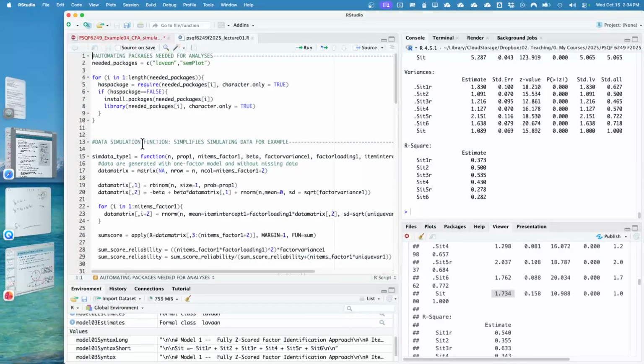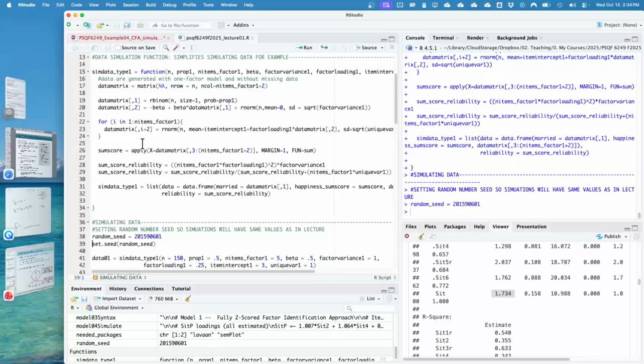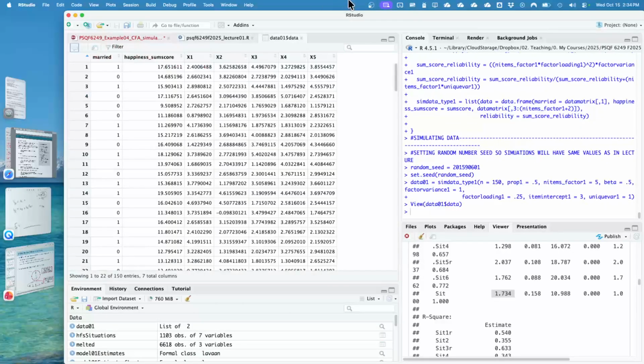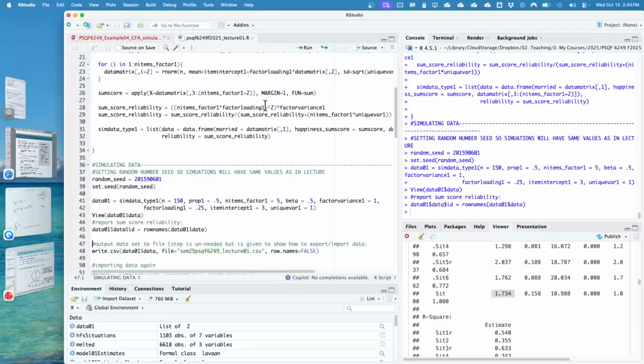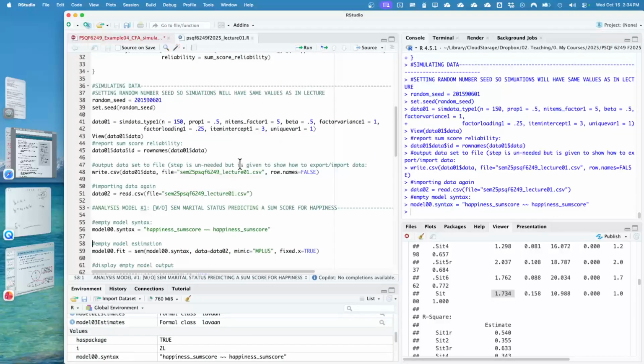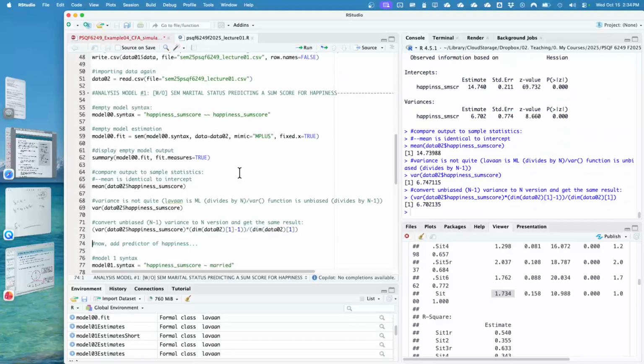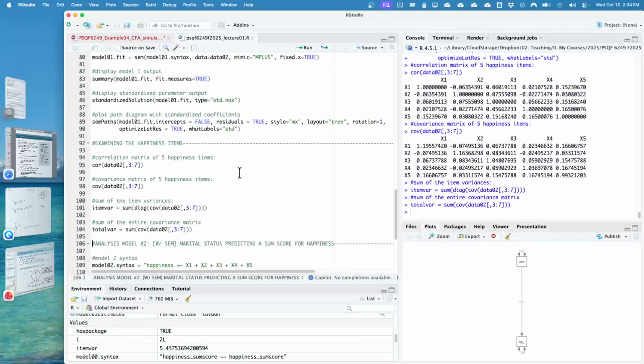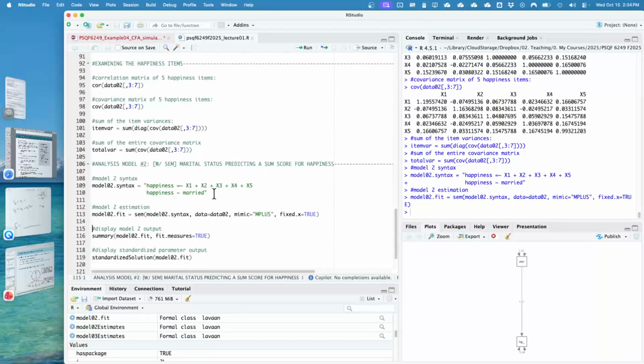There, RStudio. Okay. This is me simulating data. There's our data. So model number 1 was just us without the factor model. Let me get to the factor model though. The factor model looked like this, right here. So happiness was a factor. It was defined by items 1, 2, 3, 4, 5. But happiness is then being predicted by marital status. Right? So this is like basically once I define happiness in my syntax.